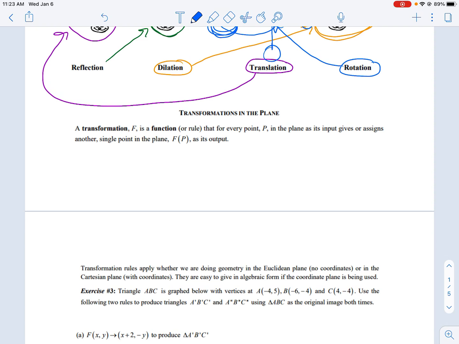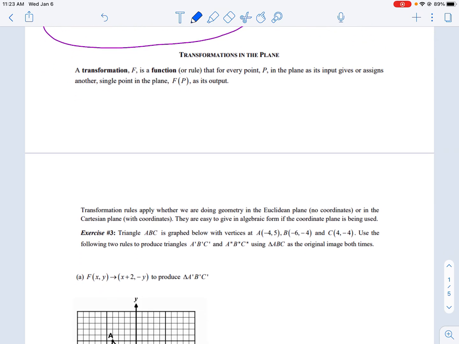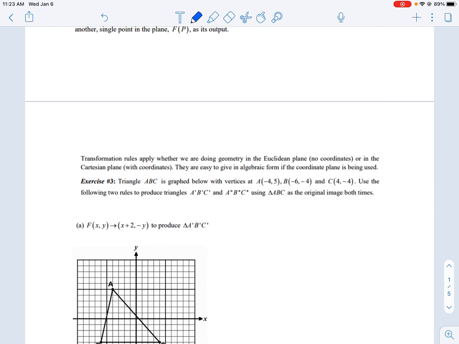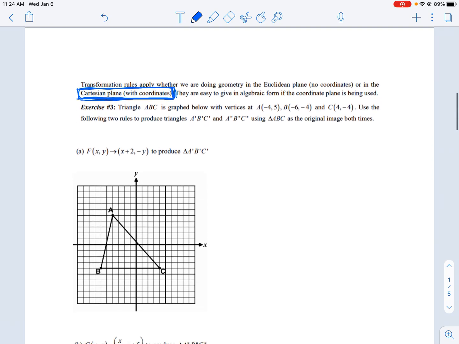All right, so transformation rules apply whether we are doing geometry in the Euclidean plane, with no coordinates, or in a Cartesian plane with coordinates, okay? We're going to spend a lot of time here. This is where we're hanging out. We're going to be doing a lot of these transformations in the coordinate plane. Up there, we didn't have any points, so that was kind of like a Euclidean plane transformation, right? That dog was just moving, or the bunny rabbit. We are going to talk about transformations happening more or less inside the coordinate plane.